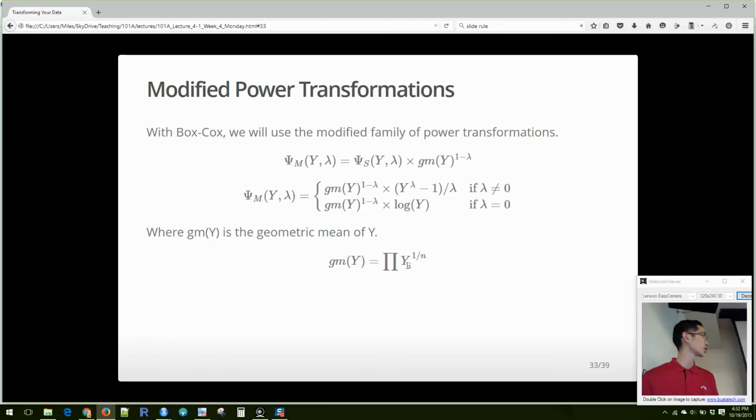Okay, so the geometric mean is you multiply them and then you raise them to the 1 over n power, or you take the nth root. So the arithmetic mean is you add them up and you divide by n. Here you multiply n values of y and you take the nth root.